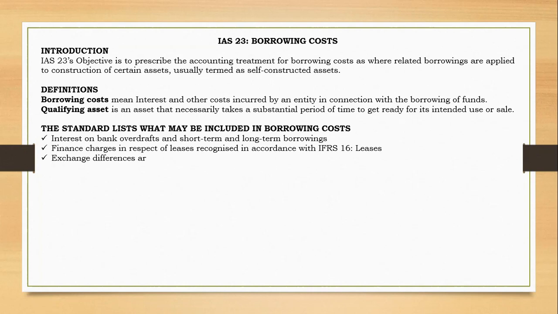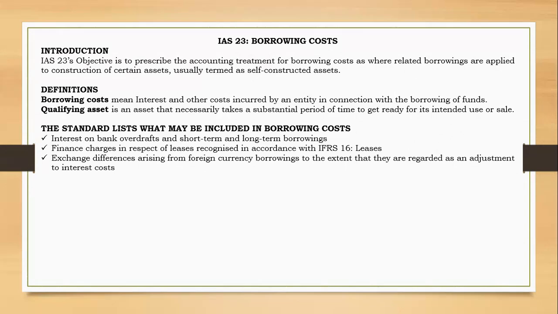Another example is exchange differences arising from foreign currency borrowings to the extent that they are regarded as an adjustment to the interest cost. Let's say you're using dollars, but you borrowed a loan in pounds. To recognize that loan in your financial statements, you have to translate it into dollars. Now, the foreign currency differences arising as a result of that could also be capitalized, right? So, they are also borrowing costs. Just saying they are borrowing costs doesn't mean capitalization. After knowing this is a borrowing cost, you then assess whether it has met the criteria for capitalization or not. All right, so let's proceed.